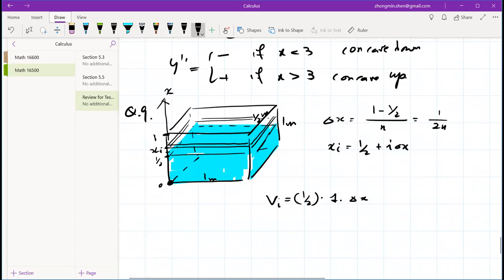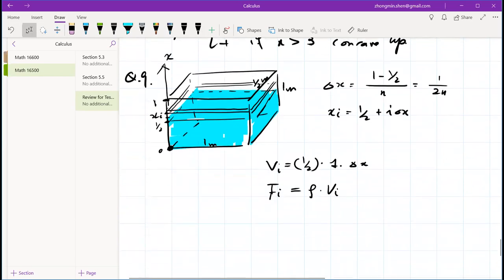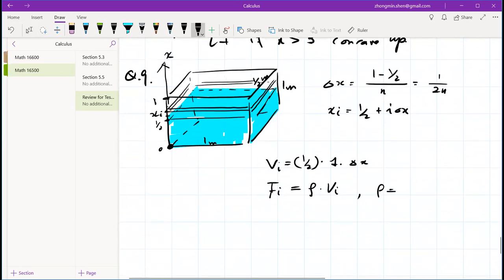If you want to know how heavy it is, you have to multiply the volume V_i by the density rho, right? The rho is going to be 1,000 kilograms per cubic meter. So you need this much force to lift this one slice to the top of the tank. The distance it travels is going to be 1 minus x_i.